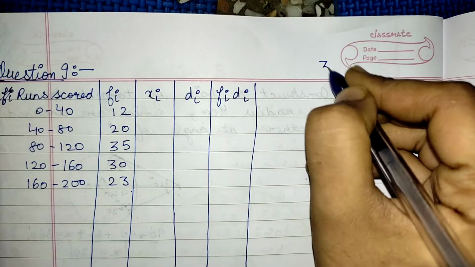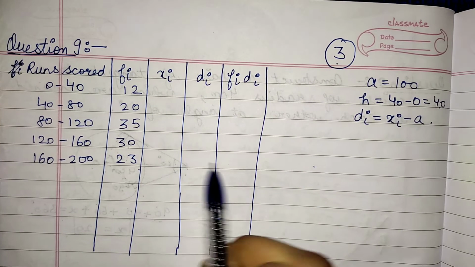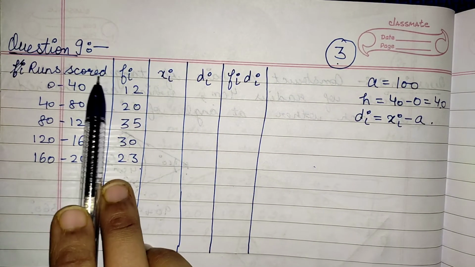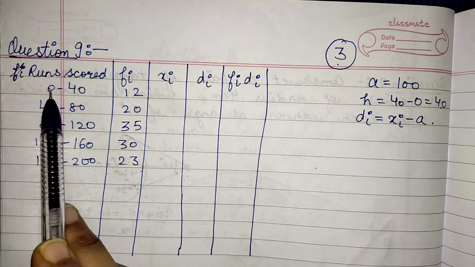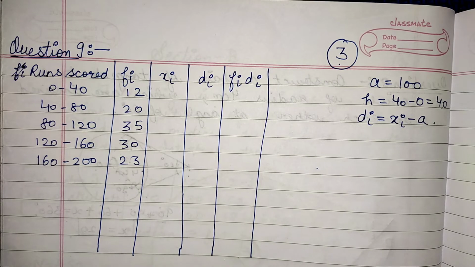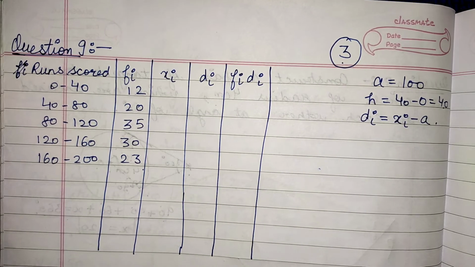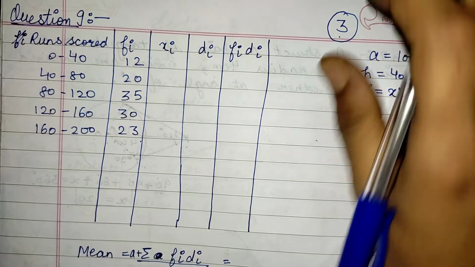Okay, so moving to question number 9, which is also of 3 marks. What is given to you is that there is a batsman and the runs scored by the batsman are in class intervals, like 0 to 40, with frequencies such as 12. The table is given to you, and you have to find the value of the mean, right? So how do we find the mean?